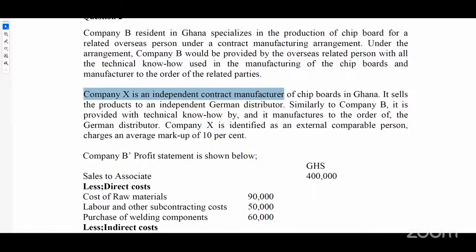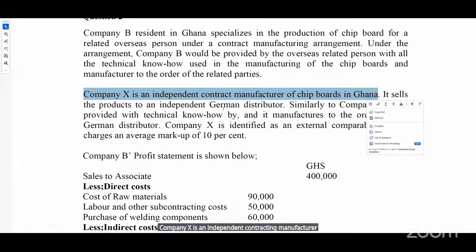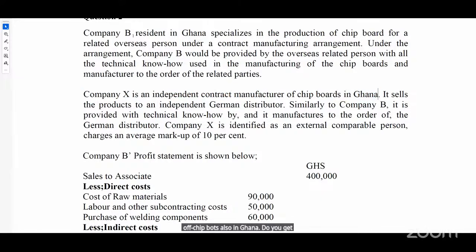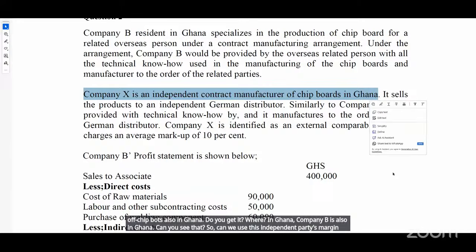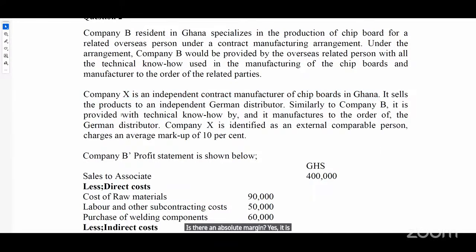Company X is an independent contracting manufacturer of chipboards also in Ghana. Do you get it? In Ghana. Company B is also in Ghana. Can you see that? So, can we use this independent party's margin for our transaction? Yes. Is it an arm's length margin? Yes, it is. This guy sells to another independent party who is a German distributor. Similar to Company B, it is provided with technical know-how and it manufactures to the order of a German distributor. Company X is identified as an external comparable, charges an average markup of what?